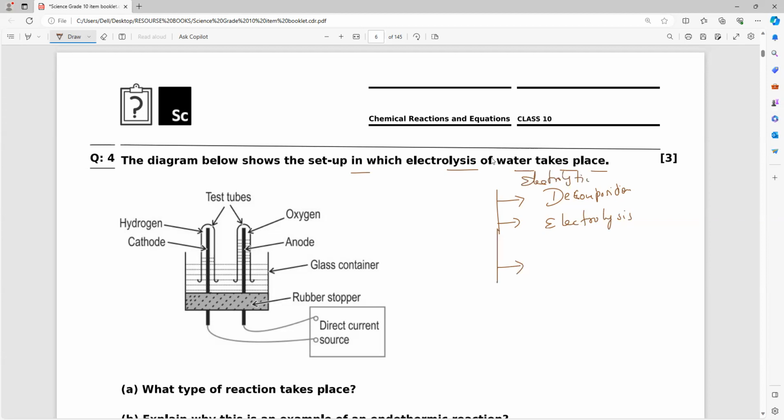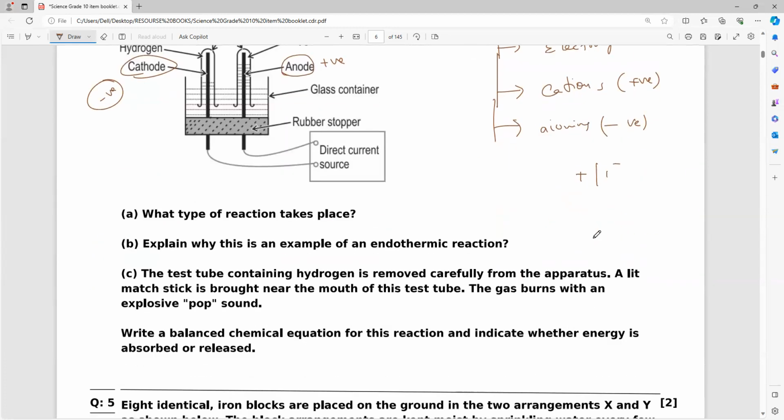The remaining other things you people never remember. Electrolysis means anode, positive charge, cathode, negative charge. Next, cations, what charge? Positive charge. Anions, negative charge. So these are the things you have to remember. And battery connections, positive, negative. So you have to be very, very careful. These are the things you have to remember about the decomposition.